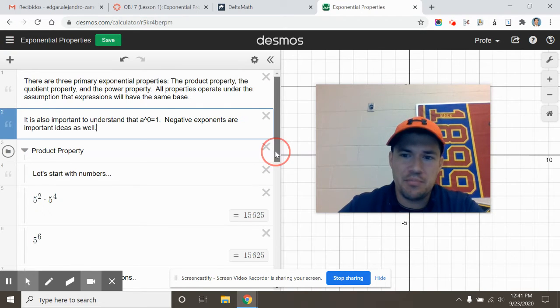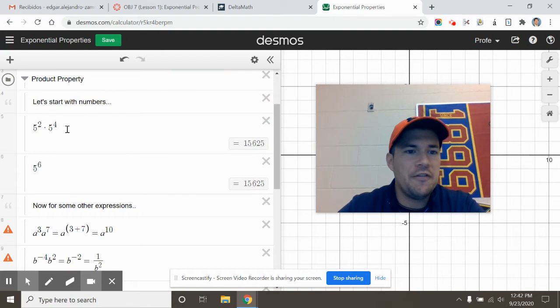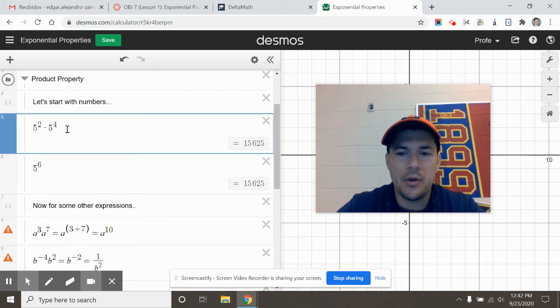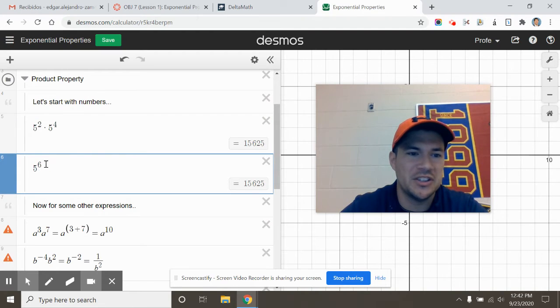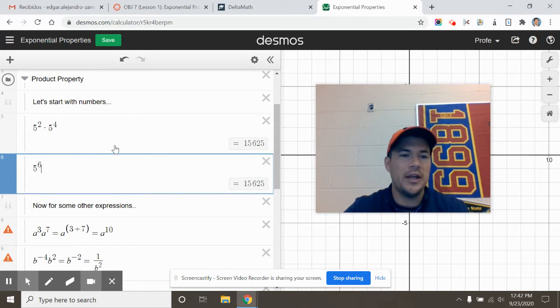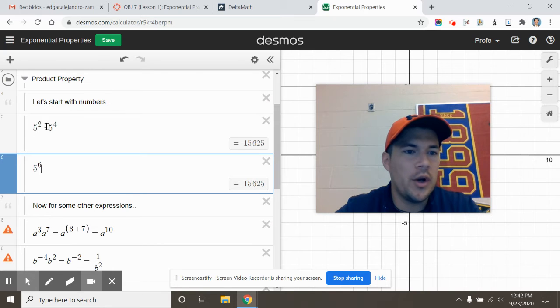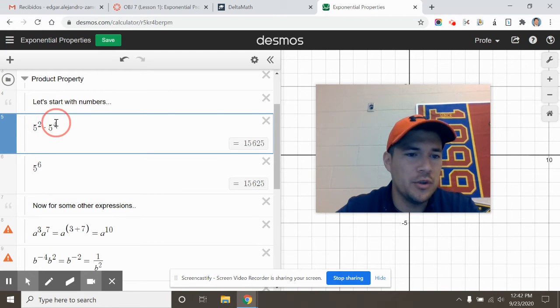Let's start with numbers. This is kind of a review lesson. If I take the quantity 5 squared and multiply it by 5 to the 4th, well, 5 squared is 25 and 5 to the 4th is 625. If you multiply these two numbers, you get the product 15,625. Watch what happens when I raise 5 to the 6th power. 5 to the 6th power is 15,625. So one would guess that 5 squared times 5 to the 4th is really the same as 5 to the 6th, which might mean that I can keep the base and add the exponents.